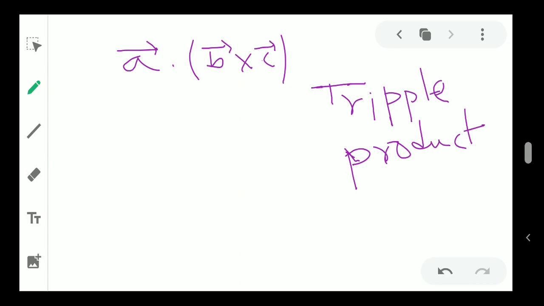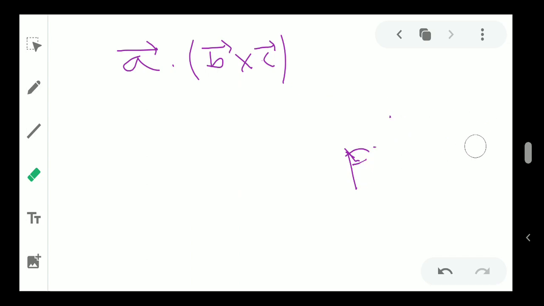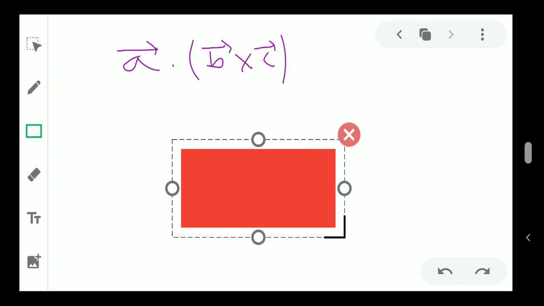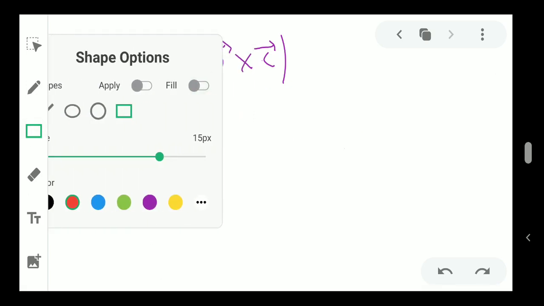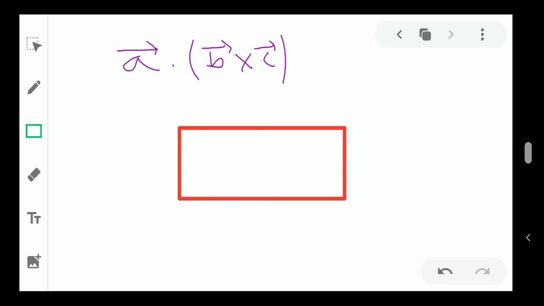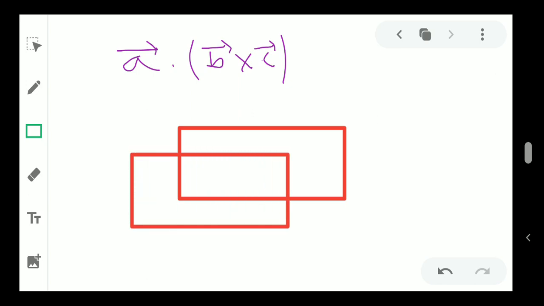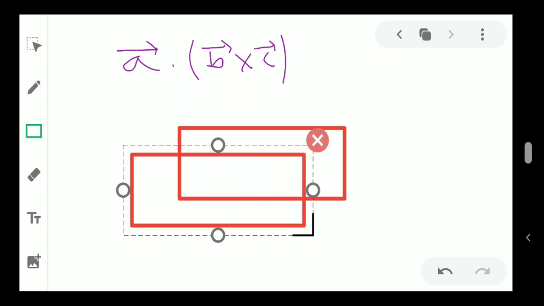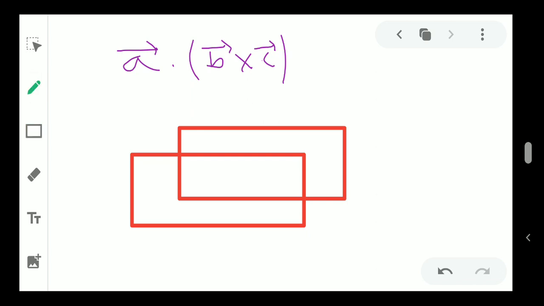now what is the use of this thing? The use of this thing is finding the volume. Like let's say you have something like this. Wait, let me draw it nicely. Okay, let's say you have a cuboid like this.